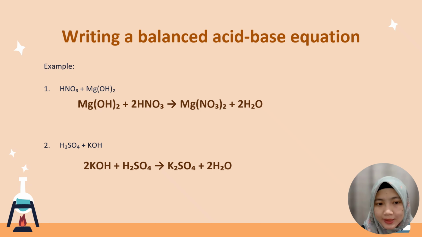And then you need to balance it. We have 2 potassium here, so we need to put 2 in front of KOH. And then hydrogen, we need to balance since on the left side here we have 4 hydrogen. So we need to add 2 here. And then the equation is now balanced.